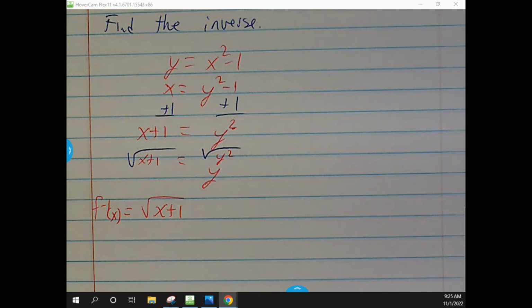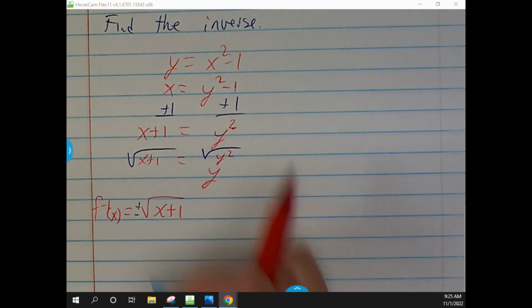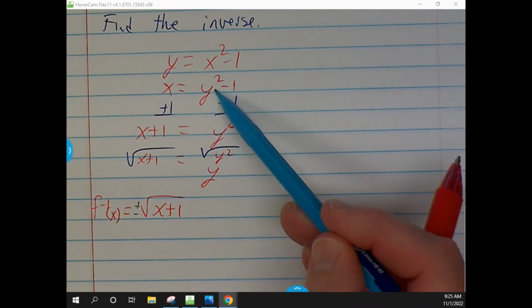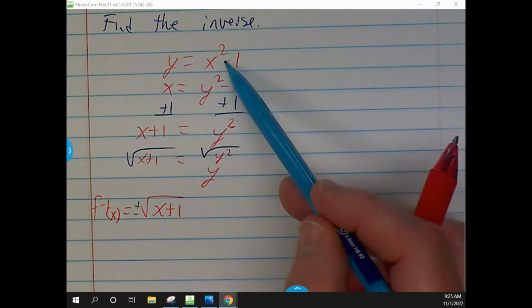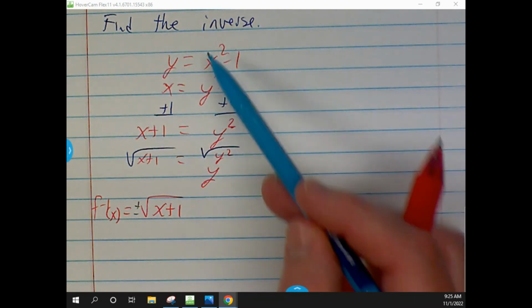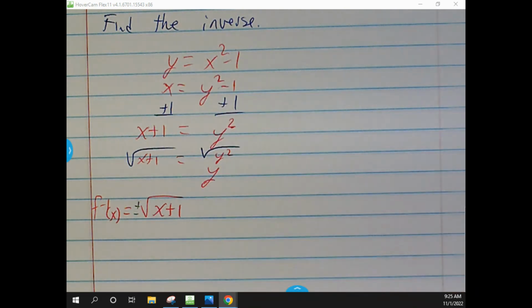Now, as long as they're assuming everything is positive, that's what they're doing for this one. Sometimes they may make you go plus minus here, because technically, if we started off with y squared, we need two answers, right? Or if we even go with x squared on this one, we're looking for two answers. So to get the two answers, we do a plus or a minus there.